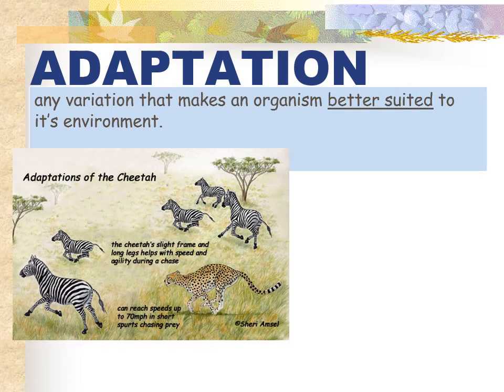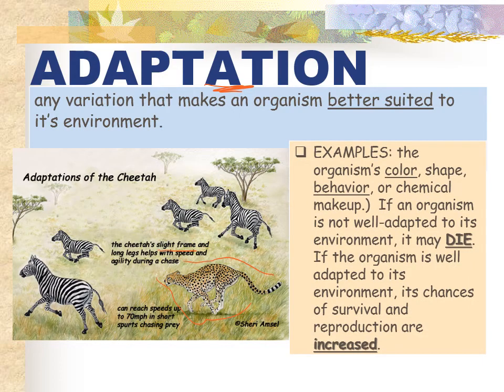Next word is adaptation. It is adaptation, not adaption. And it's any variation or difference that makes an organism better suited to its environment. So if it's a trait that is giving an organism an advantage in a particular environment, we would call that an adaptation. So for instance, here, the cheetah's adaptation is that it's got a pretty small frame and long legs that help it run very fast, and it can catch its prey that way. That's an adaptation for catching prey. That's a beneficial difference or variation.